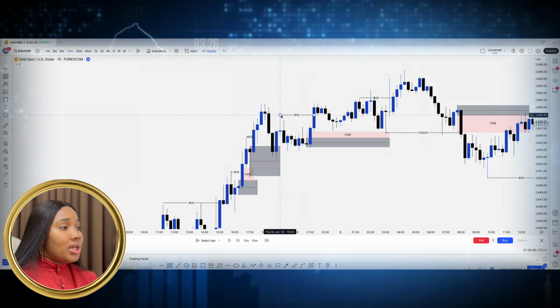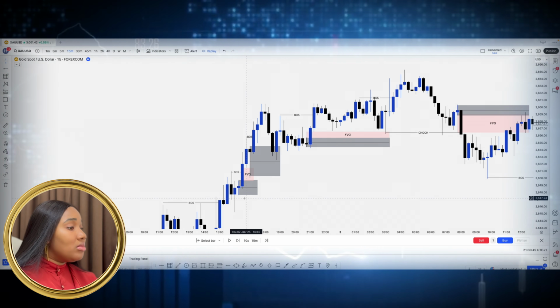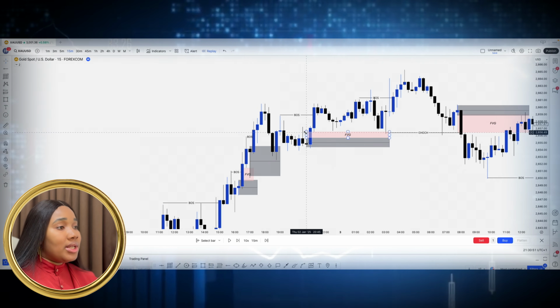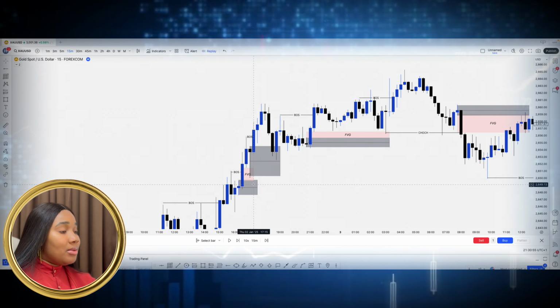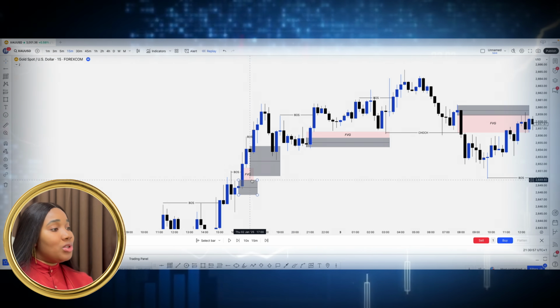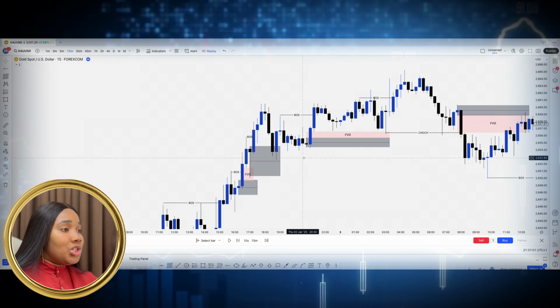So what do we have here again? A break of structure. So we are in a bullish market. So that's why market is kind of buying. As the market is bullish, hope you're also learning something. You just keep buying until you see reasons to change direction.